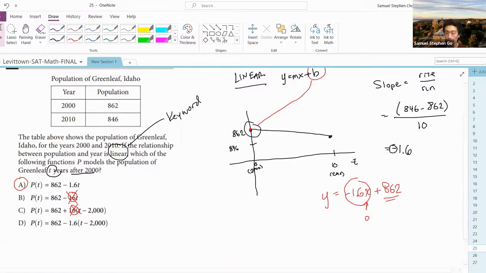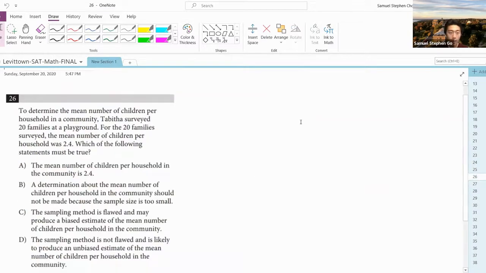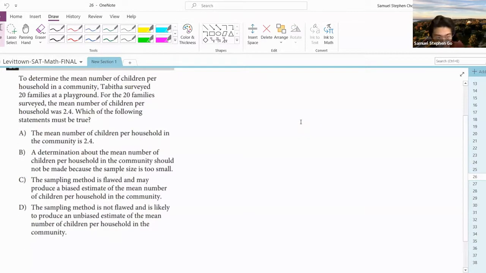It's a good model. Okay, let's go to 26. Only a couple of questions left down here. Way more than halfway already, actually. Oh, another surveying type question.